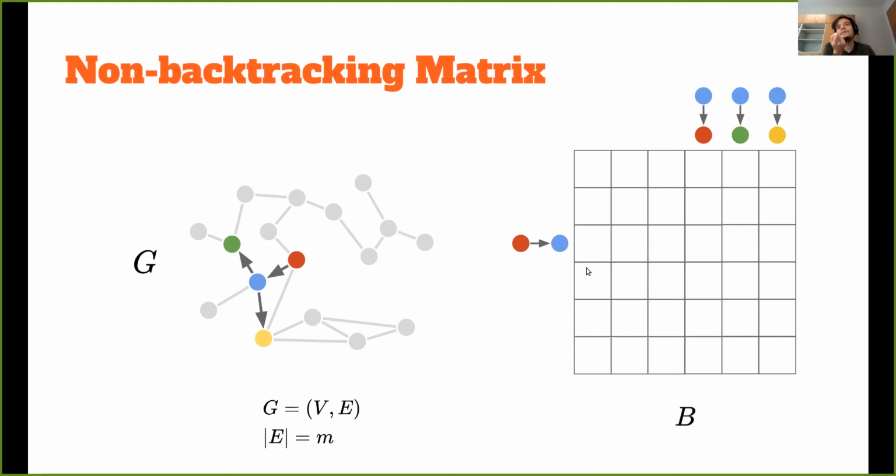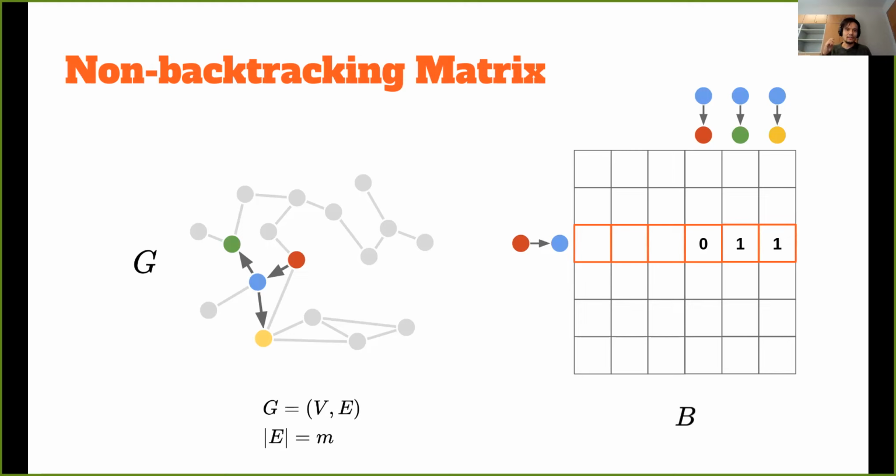In this case, the matrix is going to have a row for the oriented edge from red to blue, and a column for the oriented edge from blue back to red, and the corresponding entry is going to be 0, because this entry corresponds to the backtrack red, blue, red. Whereas other entries corresponding to valid steps away from blue are going to have an entry equal to 1, right? So basically, this matrix tells you which steps are valid while avoiding backtracks.